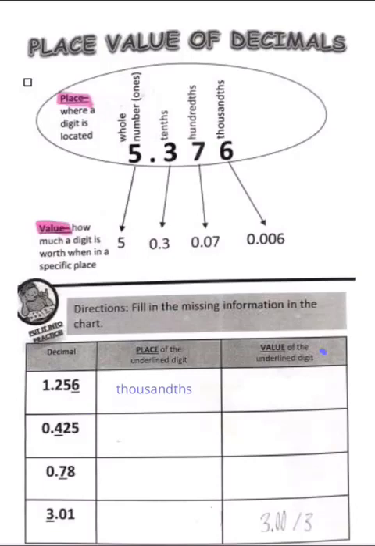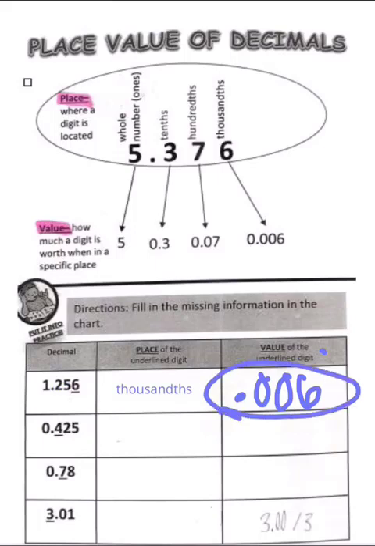Now it wants to know what the value of the underlined digit is. Well, we would write it out like this. Start with the decimal, and then we need a placeholder in the tenths place and the hundredths place, and then we put a 6 in the thousandths place. We would read this as 6 thousandths. The 6 in this number represents 6 thousandths. The value of it is 6 thousandths.